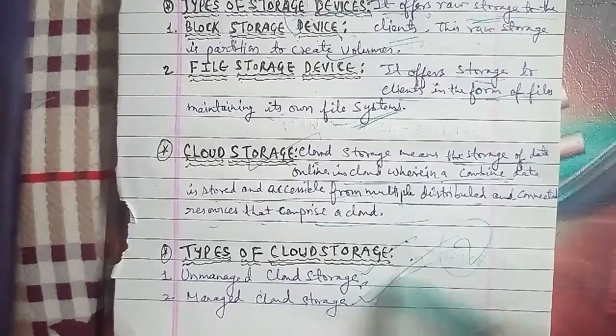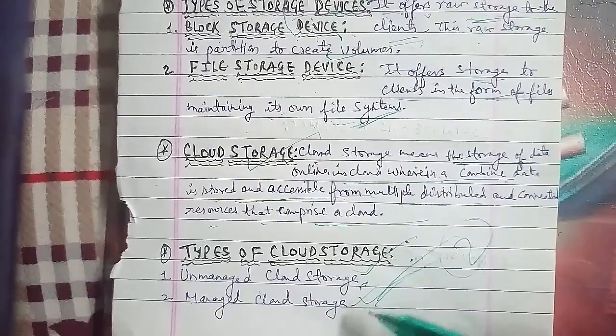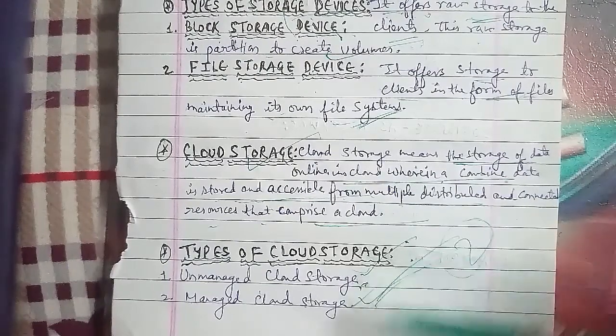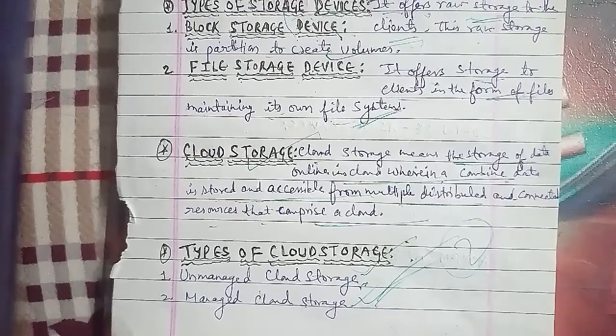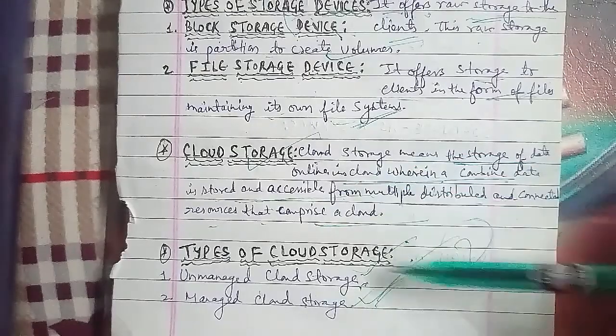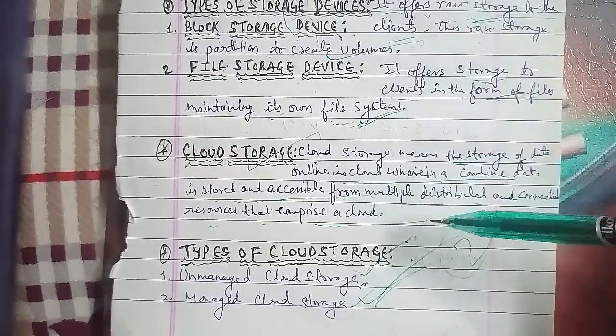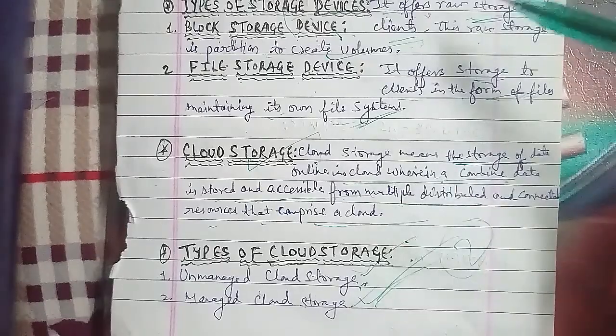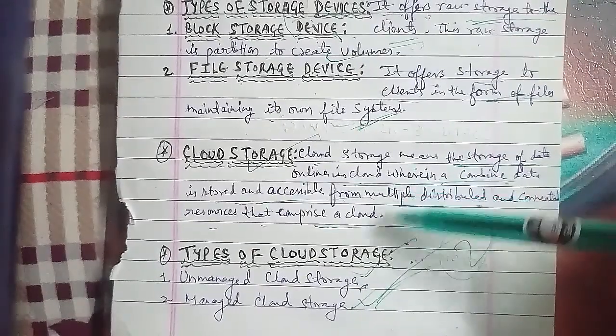The second one is managed cloud storage. So what is managed cloud storage here? Managed cloud storage offers online storage space on demand. This system appears to the user to be a raw disk, and the user can partition and format it. Basically, managed cloud storage offers online storage space on demand, and the system appears to the user to be a raw disk, and the user can partition and format as well.